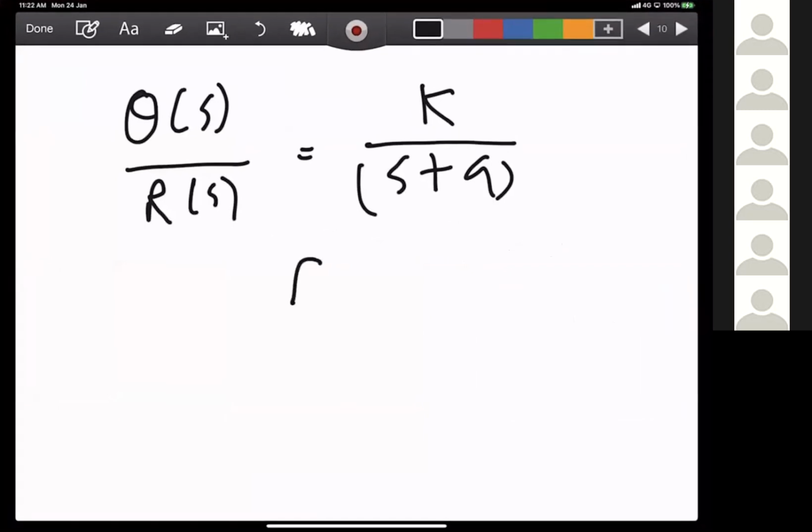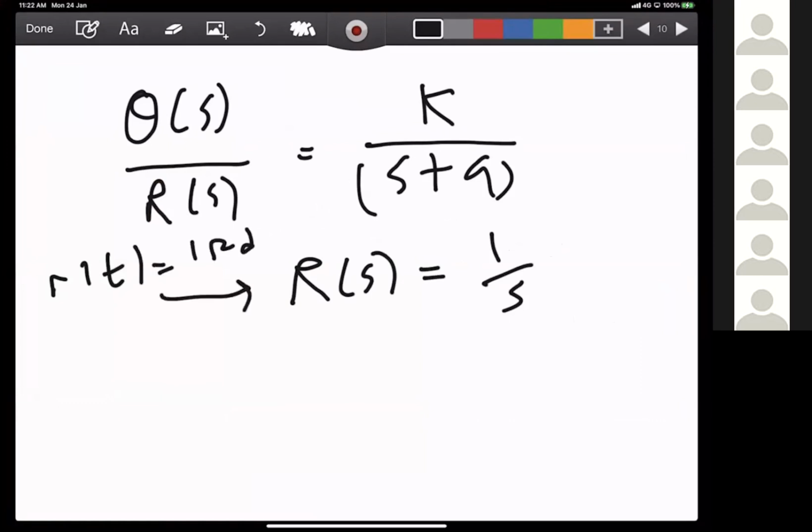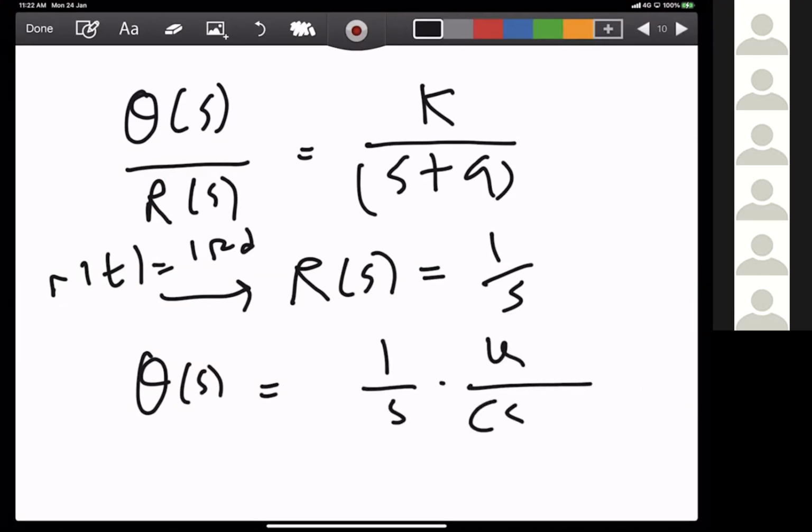Right? So this is 1 over s, because R(t) is 1 radian. If we take Laplace we get 1 over s. Correct? Correct? Hidayah, correct? Yes, Prof. Okay, so we have got this. How do we find theta(t)?